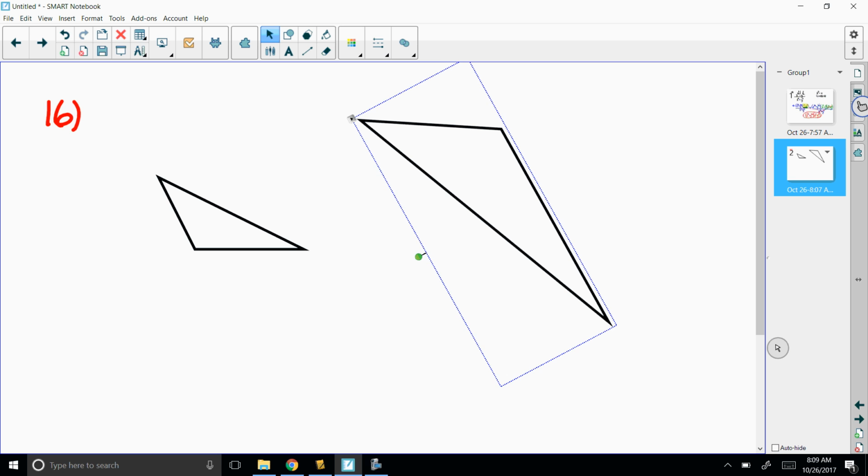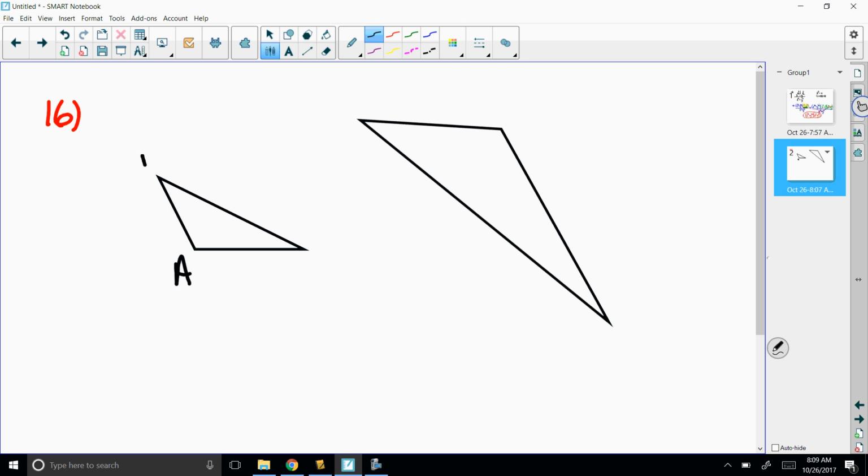Okay, what are the two triangles? So in the small triangle, we have A, B, C, where AB is 4 and 2/5. BC is 9 and 3/5. And AC is 6. And then in your other triangle, oh well, I don't have it quite right.